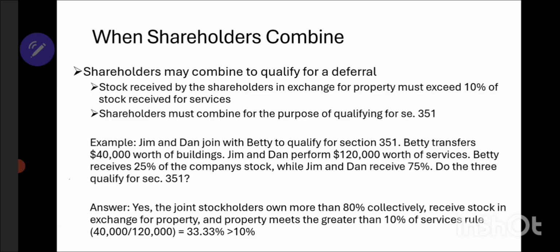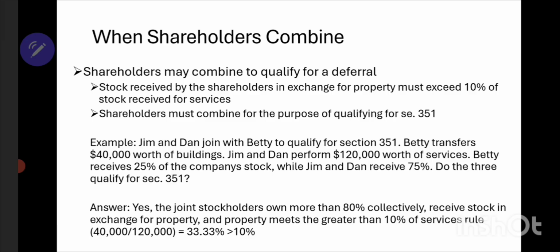Okay. When shareholders combine. Basically, shareholders may combine to qualify for a deferral. However, they have to combine in purpose to qualify for this deferral. They can't just combine for any old reason. They have to combine in purpose for qualifying for this deferral.